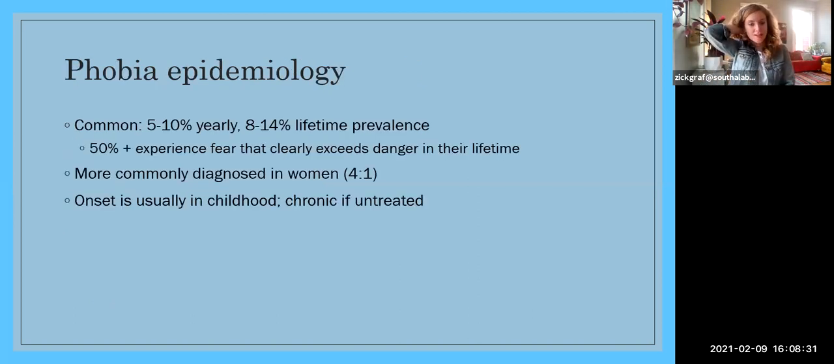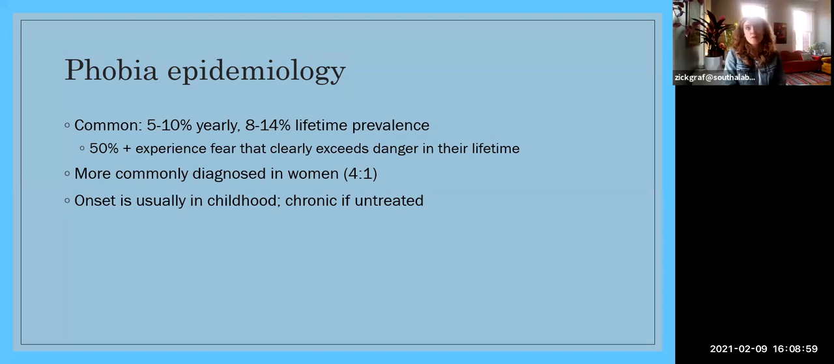So some epidemiology, and again, these numbers are just estimates that vary across studies, so you don't need to memorize them exactly. Just know, one, that phobias are very common. As many as 5 to 10% of people meet criteria for a phobia in a given year. And the lifetime prevalence is actually not that different from the yearly prevalence, and that's because phobias tend to have a chronic course if they're not treated.